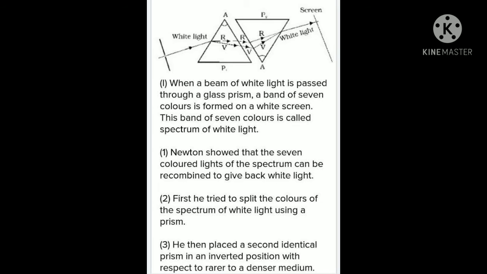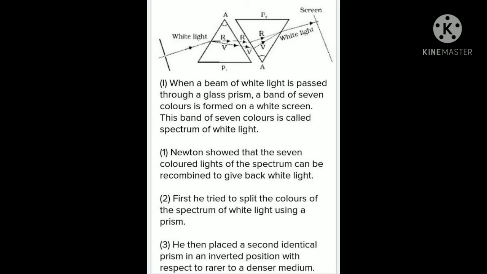And this observation gave Newton an idea. What idea? That sunlight is made up of 7 colors. Which means if sunlight is white light, then that white light is made up of 7 colors.